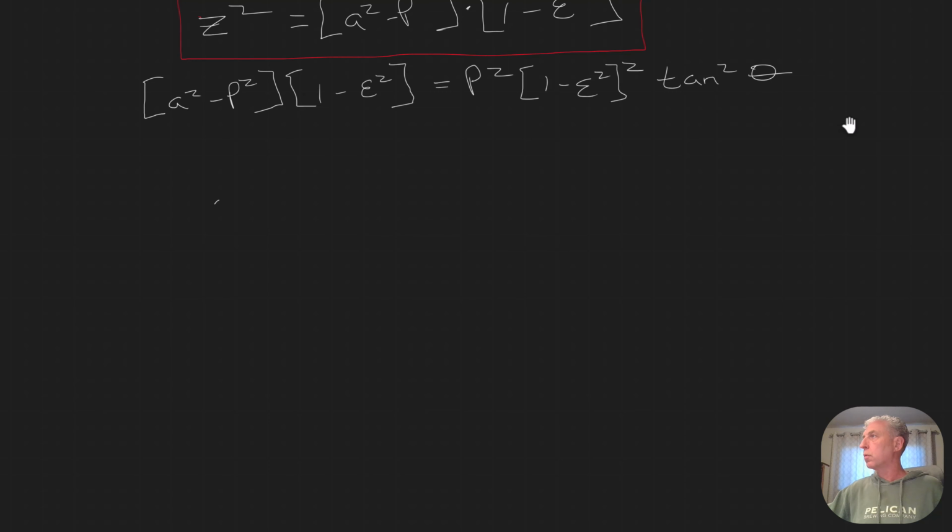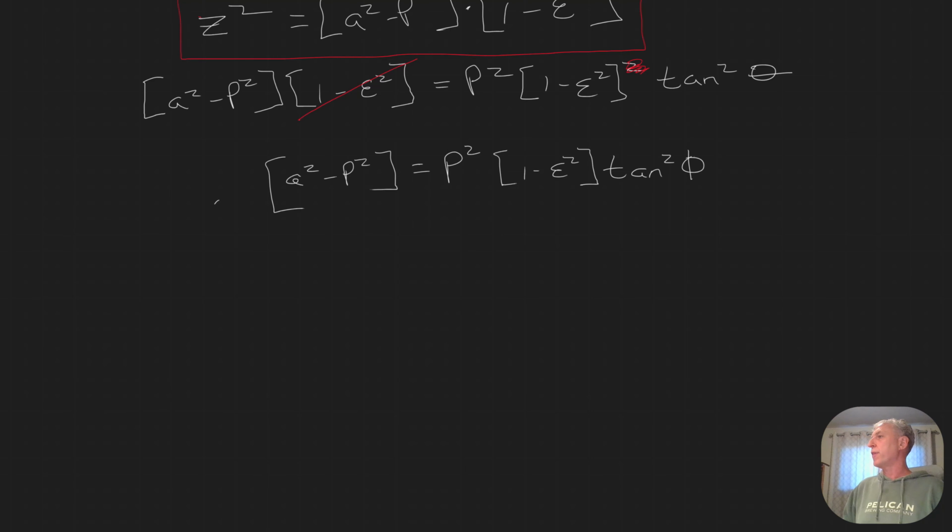There we go. And we notice that we have a 1 minus epsilon squared on both sides, so we can clean that up just a little bit. That goes away, and that becomes a non-squared term. I just divided both sides by the 1 minus epsilon squared, and that gives me a squared minus p squared equals p squared times 1 minus epsilon squared tan squared of phi. I put a theta up there, I meant phi. Too many symbols.